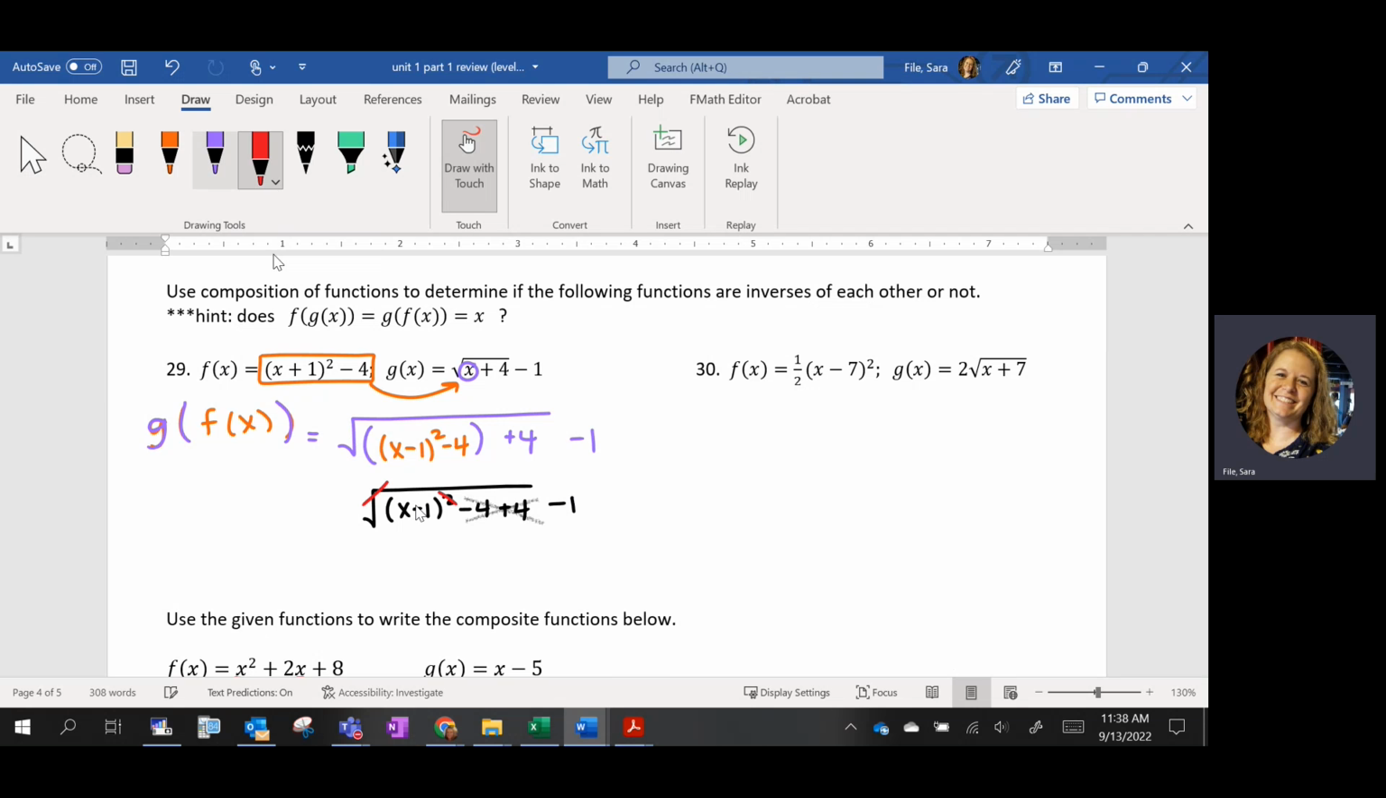So now I'm simply left with x minus 1, which I don't need the parentheses. And then I've got this -1 out here. So I've got x minus 2. Did I get just x? No, I didn't. So these are not inverses. This did not equal x. It equaled x minus 2. So these are not inverses.